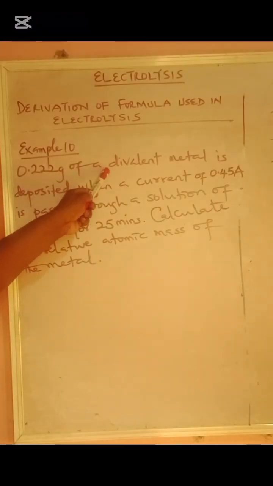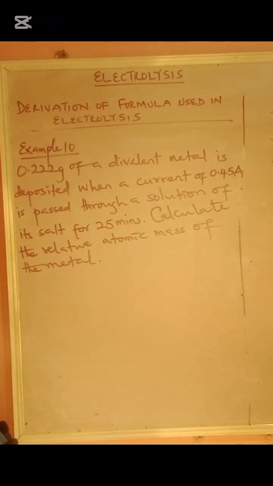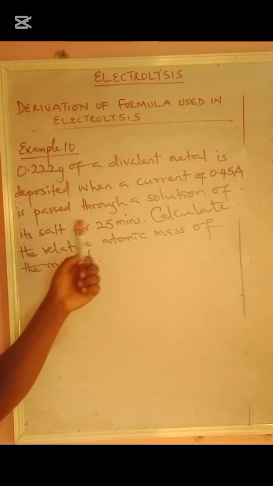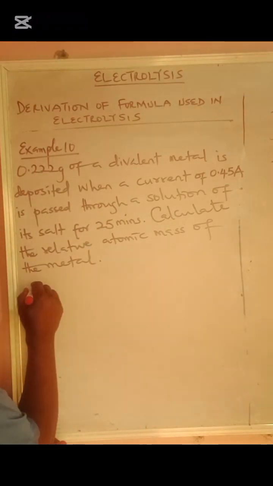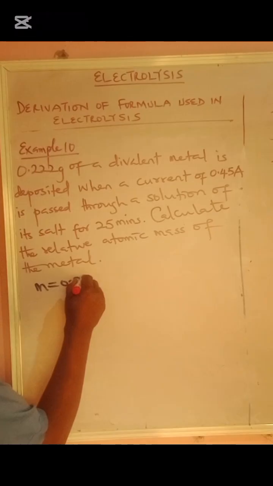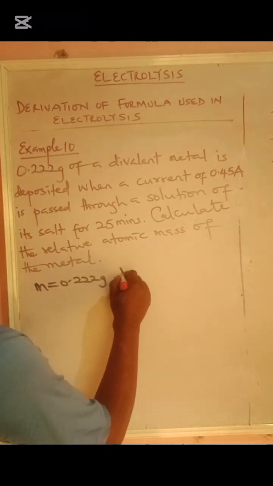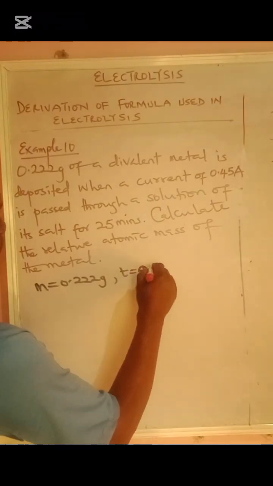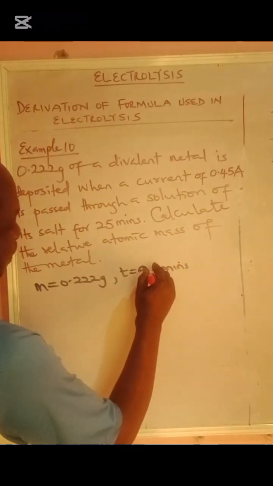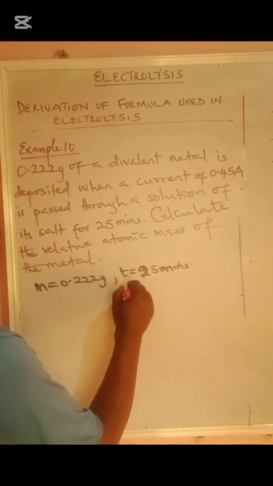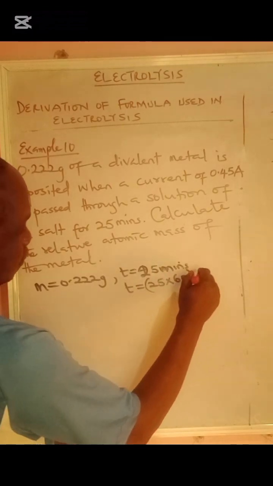Next: 0.222 gram of a divalent metal is deposited when a current of 0.45 ampere is passed through a solution of the salt for 25 minutes. Calculate the relative atomic mass of the element. From this analysis, M is given to be 0.222 gram. That is what we know. Again, we are given time equal to 25 minutes. So to seconds, it will be 25 times 60 seconds.